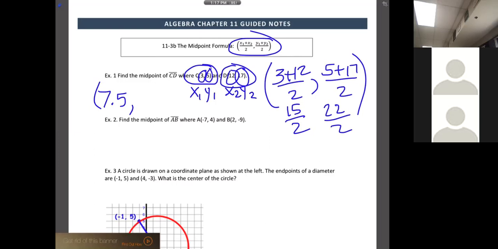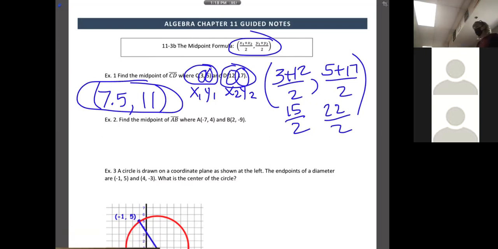That's a lot for this problem. Yes, it is, 11 right here. And our midpoint is 7.5, 11. Guys, the midpoint formula is like the easiest formula to do here. Yes, true. Okay, so let's do number 2.